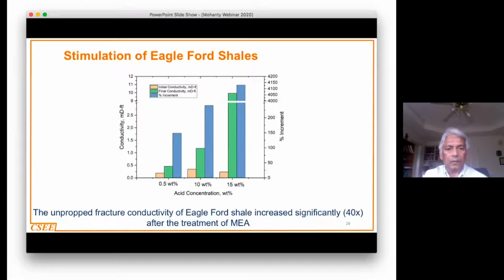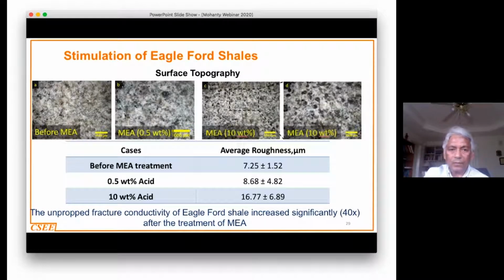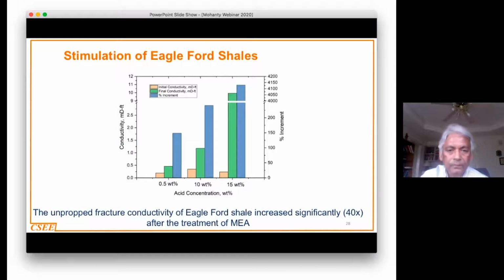Here is the conductivity. Oops, let me go back. Here, in yellow or brown, is the initial conductivity of the fracture, and this is the final conductivity after treatment with this sort of particles. So as you can see, the conductivity has increased quite a bit, almost 40 times in this particular case.